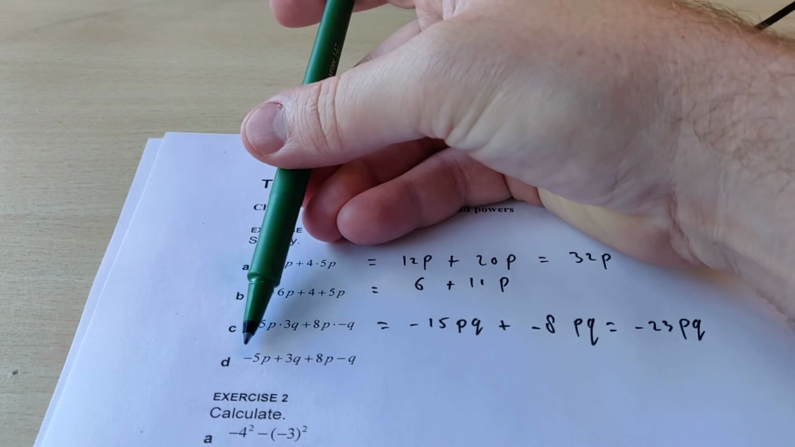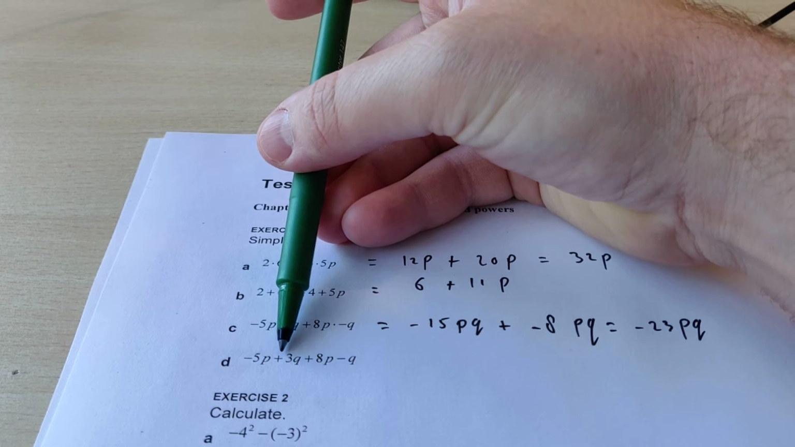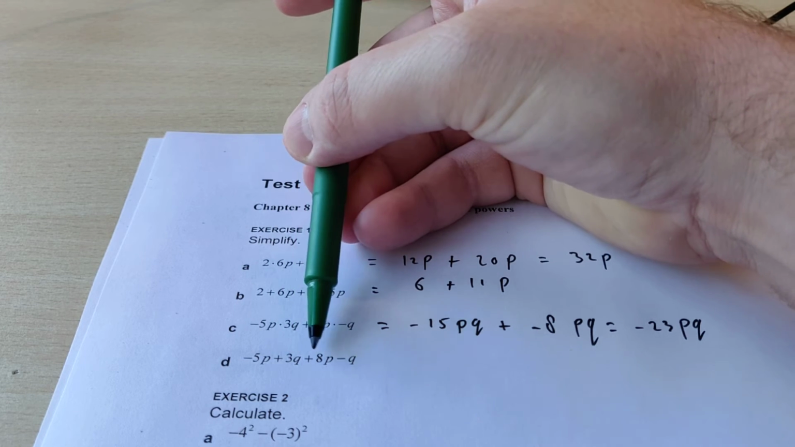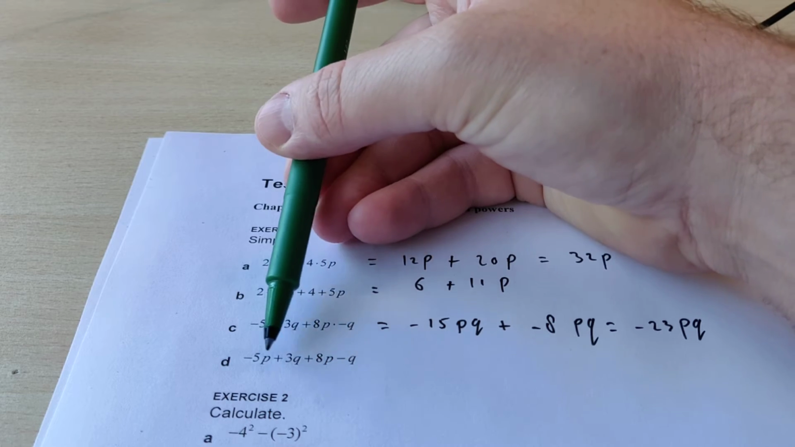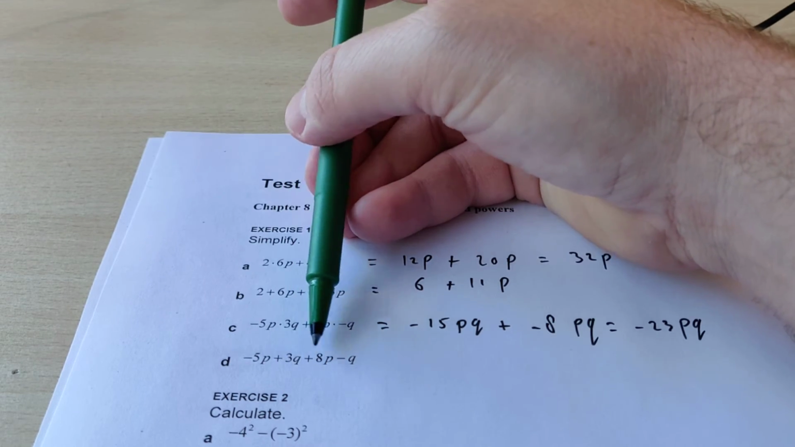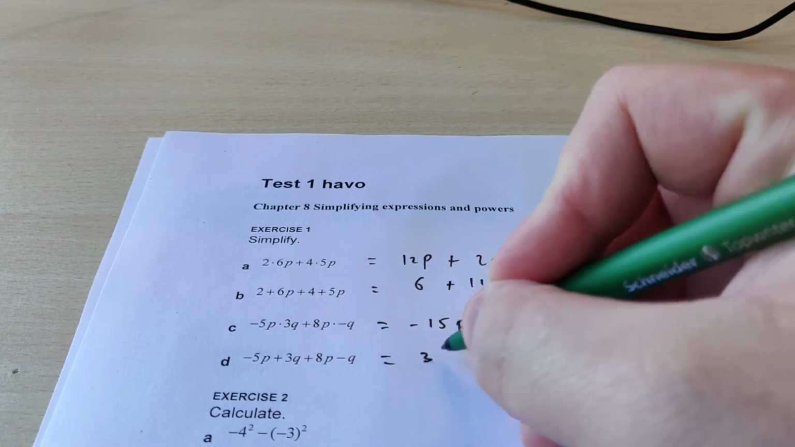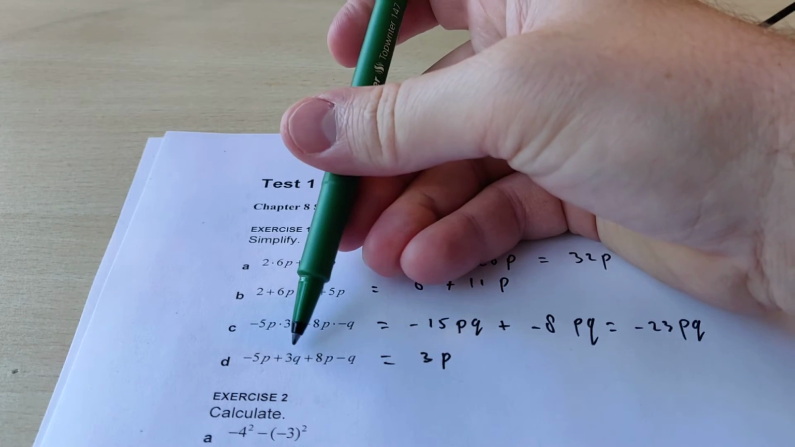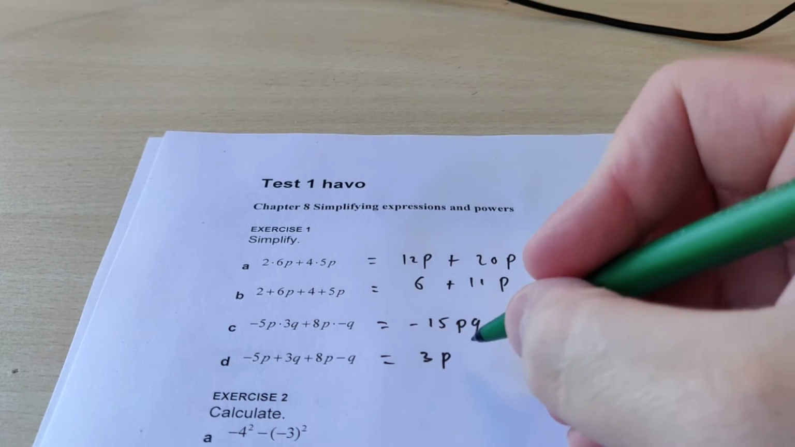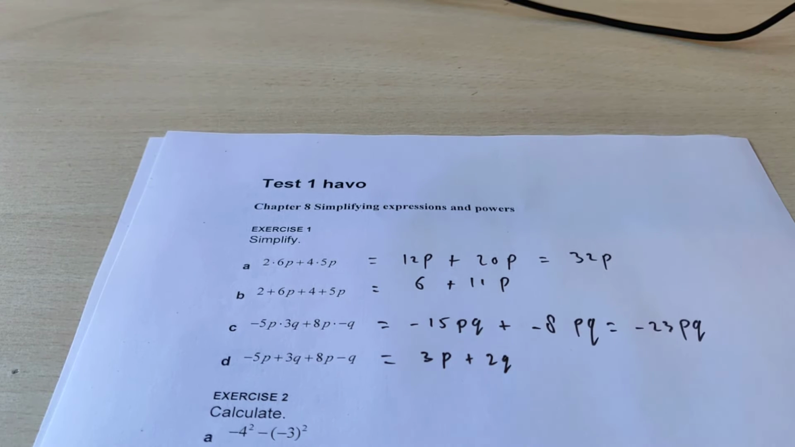With exercise D, it's just plus and minus again, so we're going to go from the left to the right. Here I see minus 5p. Now I cannot add plus 3q, so I'm going to skip that. But I can add plus 5p because you have the same letter. Minus 5 plus 8 is 3, so this is going to be 3p. And then 3q minus 1q is 2q. So this is the answer for 1D.